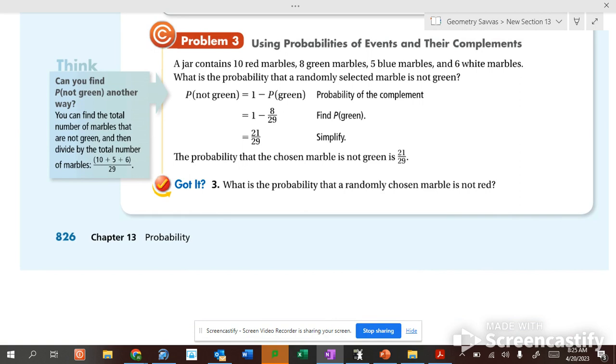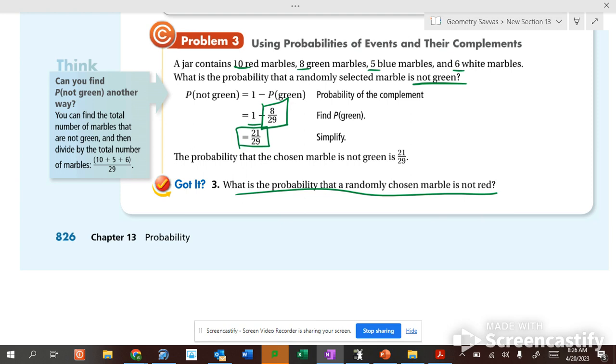So a jar contains 10 red marbles, 8 green marbles, 5 blue marbles, and 6 white marbles. There's 29 total marbles in there. What's the probability the marble selected is not green? Well, you figure out how many are green and subtract it from 1. So it's 21 out of 29. So what's the probability the marble is not red? What's the probability that it's not red?